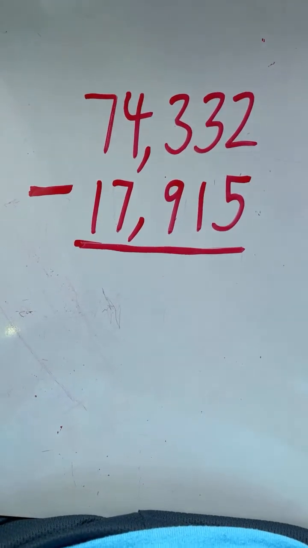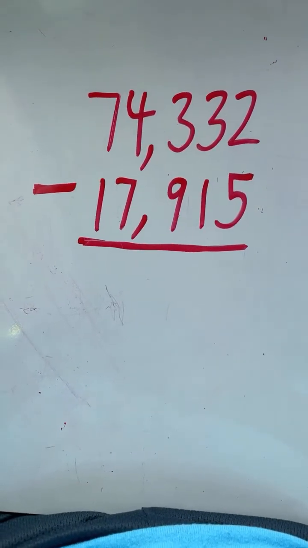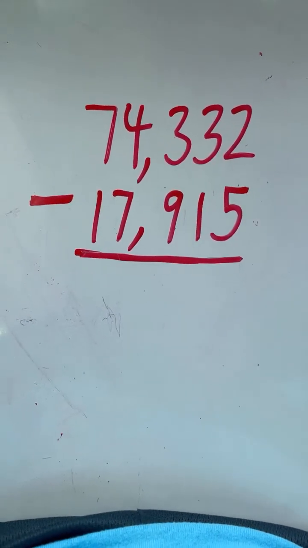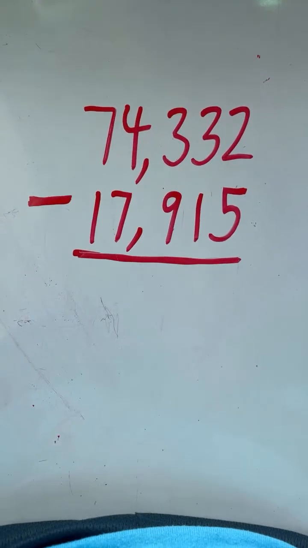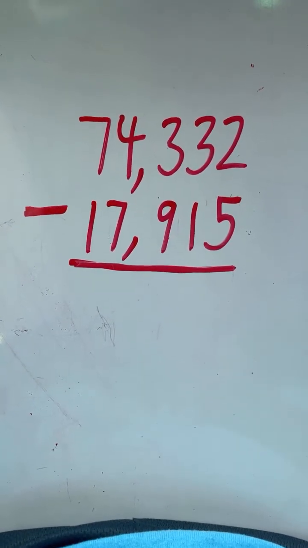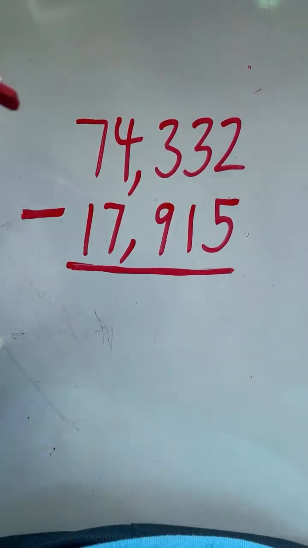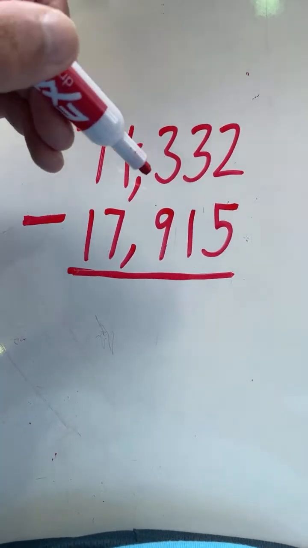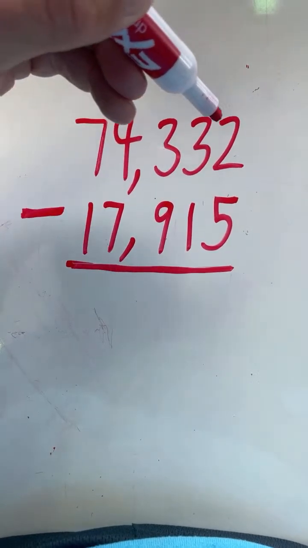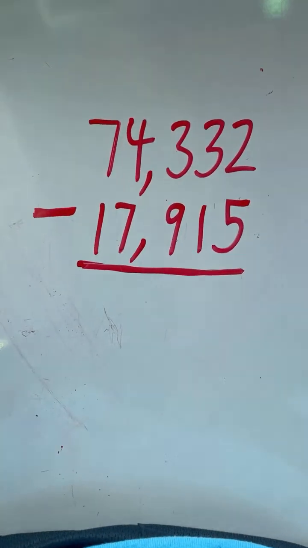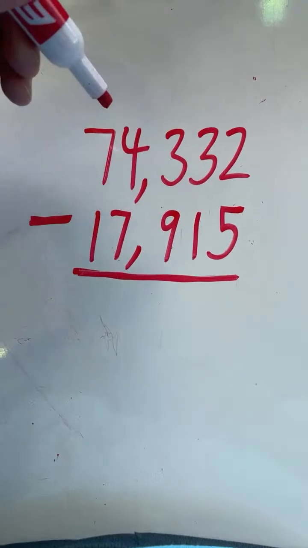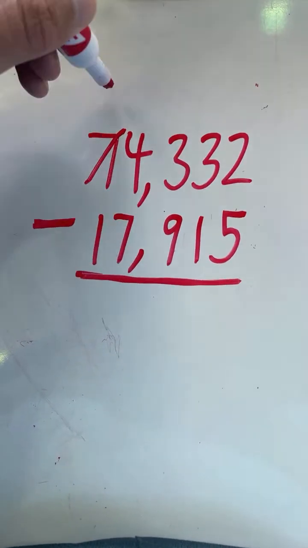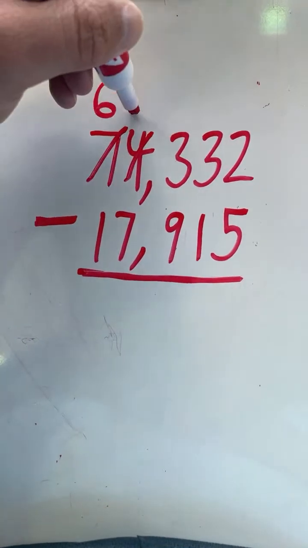Final problem, 74,332 minus 17,915. So we are going to start out by seeing if regrouping is needed. So it looks like here we need to regroup in the thousands place, we need to regroup in the hundreds place, and we need to regroup in the ones place. You cannot start out with 4 and take away 7, so we're taking a 10 from the 10,000s place. The 7 is going to become a 6, the 4 is going to become a 14.